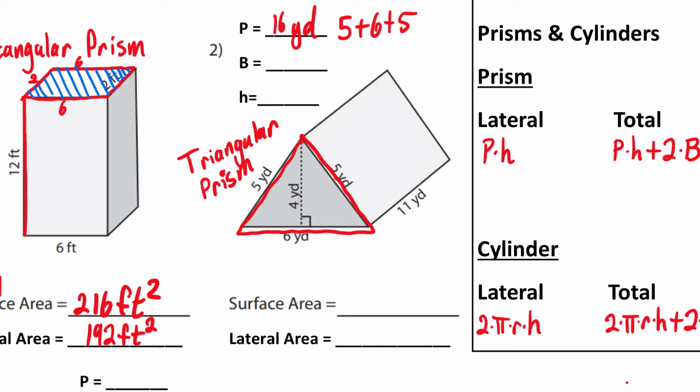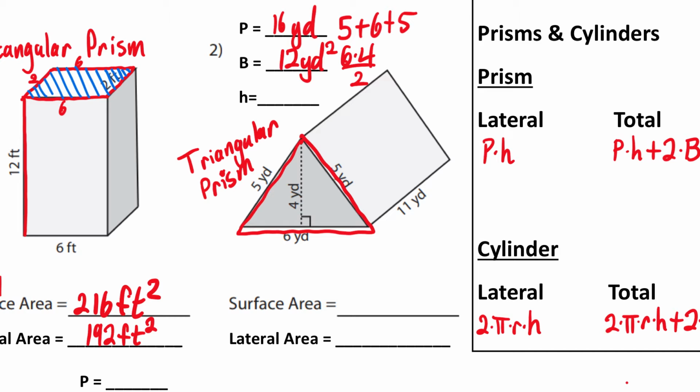Okay. What does capital B stand for? Area of the base. So how am I going to find the area of this triangle right here? Okay, good. 6 times 4 divided by 2, because it's base times height divided by 2. So 6 times 4 divided by 2, what is that? It's 12 square yards.